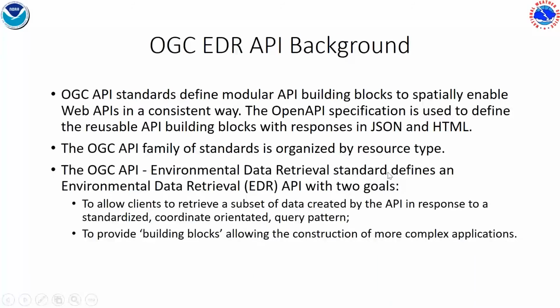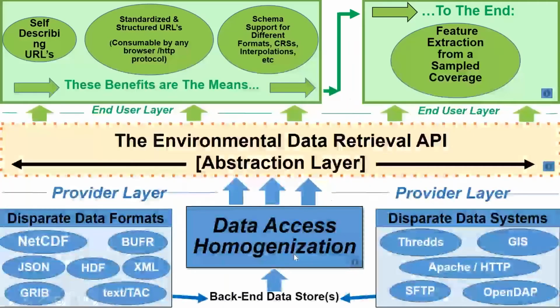So skipping ahead, the OGC EDR API background. In general, OGC API standards define modular API building blocks to spatially enable web APIs in a consistent way. They're all based on the OpenAPI specification, and they're organized by resource type. The EDR API standard defines two goals. One, to allow clients to retrieve a subset of data created by the API in response to a standardized coordinate-oriented query pattern, and then to provide building blocks allowing for construction of more complex applications.